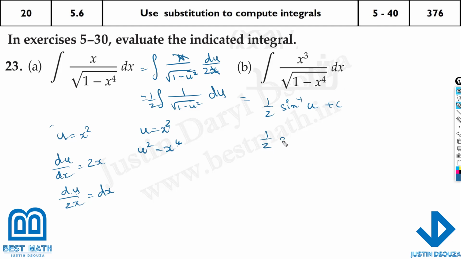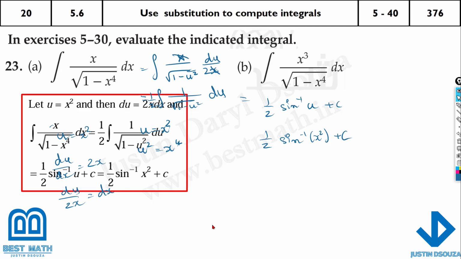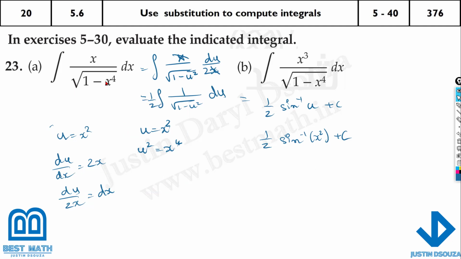Now what was u substituted as? u is equal to x squared. So sine inverse of x squared plus c is the correct answer. This is it. That will be the final answer. It's half sine inverse x squared plus c. It's not x. We did that in the manipulative method. We took u as x squared, and then we used u squared in the question because u squared is x power 4, and then we could easily use the sine inverse formula.